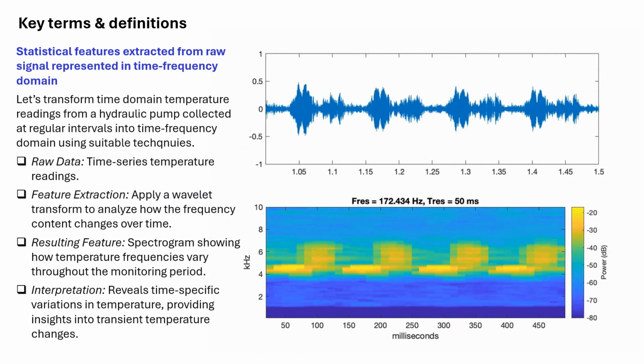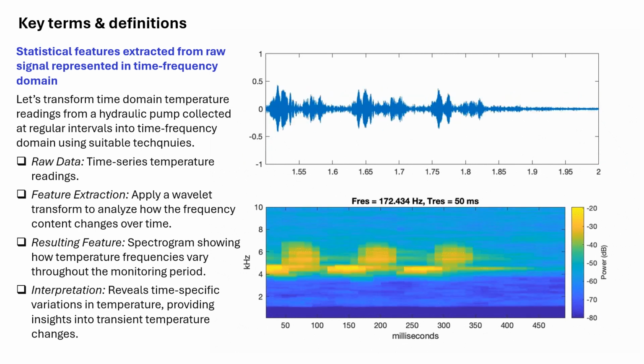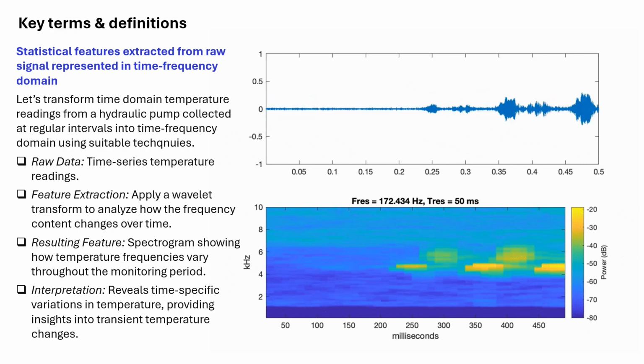In the analysis of temperature data from a hydraulic pump, the objective is to move from the time domain to the time-frequency domain for a more nuanced understanding. We begin with a set of time series temperature readings, collected at consistent intervals, representing the pump's thermal behavior over time. To extract meaningful features, a wavelet transform is applied.